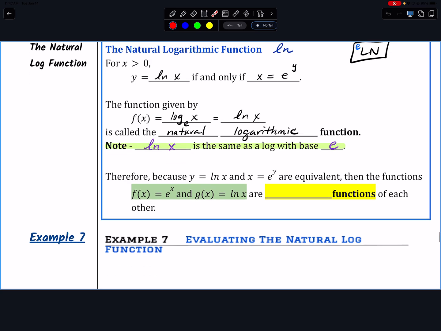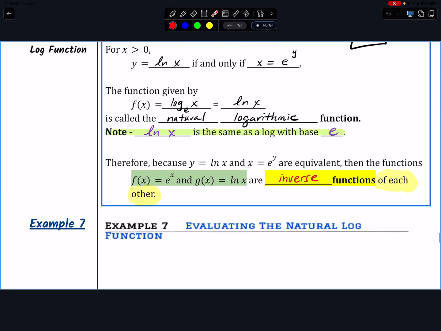Therefore, because y equals ln of x and x is equal to e to the y are equivalent, then the functions f of x equals e to the x and g of x equals ln of x are inverse functions of each other. I need you guys to know this because otherwise the next section or 2 sections from now will not make any sense.